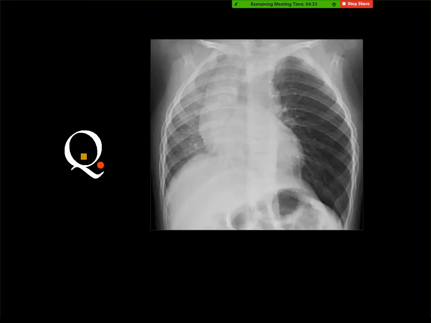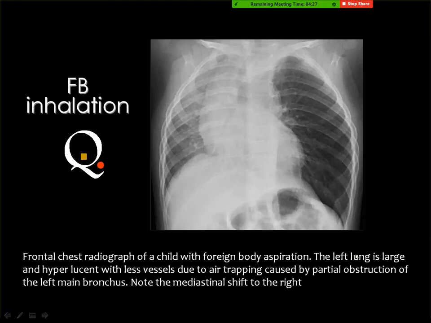What do you think? Lung collapse? No. Foreign body on the left? Yes, very good, bravo. Foreign body inhalation, and the most important cause of hyperinflation in the pediatric age group is foreign body inhalation. This is very important.